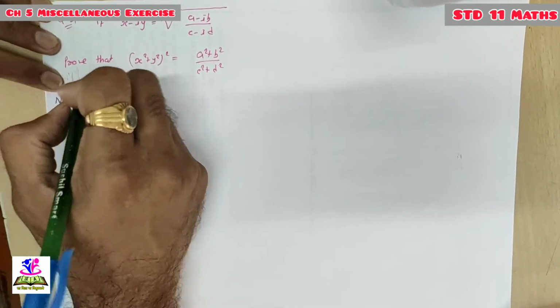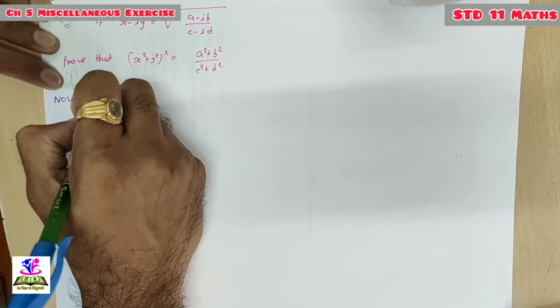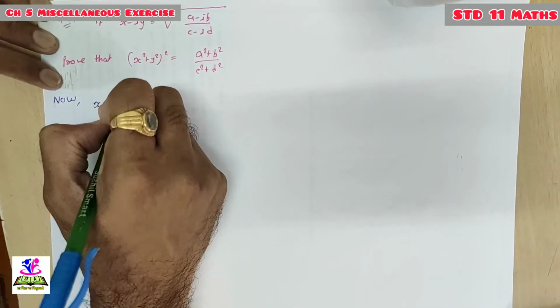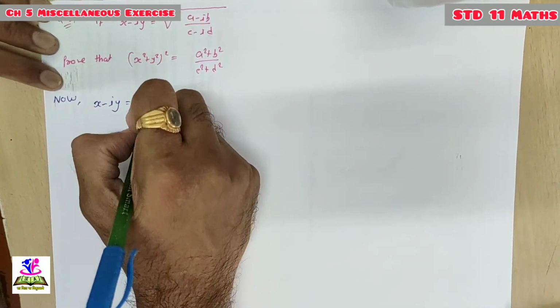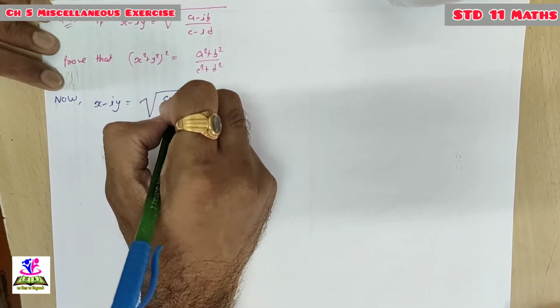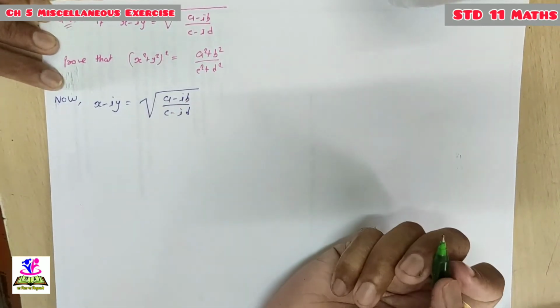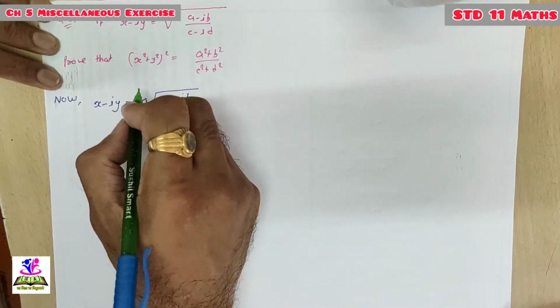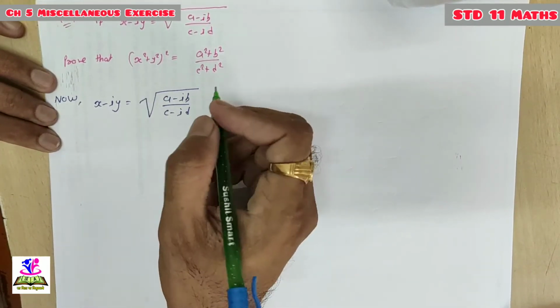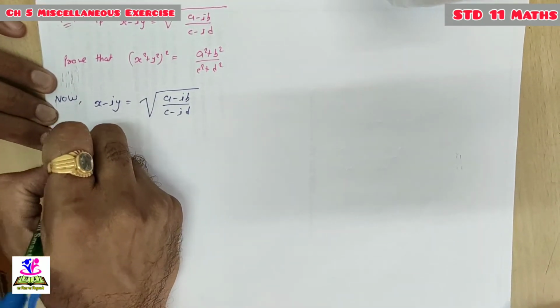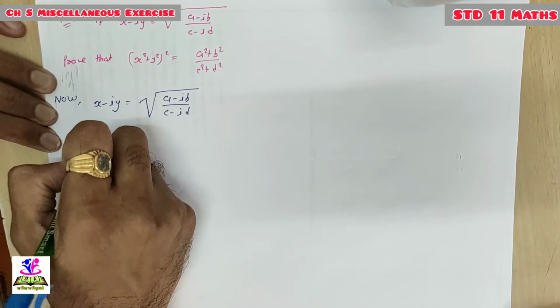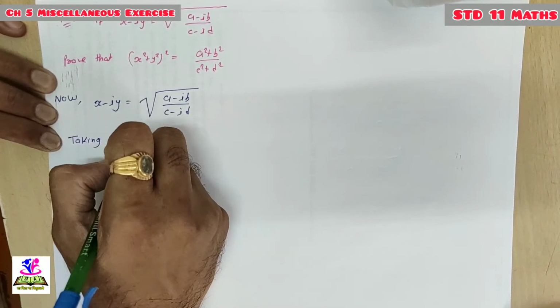So here we are given x minus iy equal to square root of (a minus ib) upon (c minus id). This is given. So first we will remove this square root. So first we are taking square on both sides.